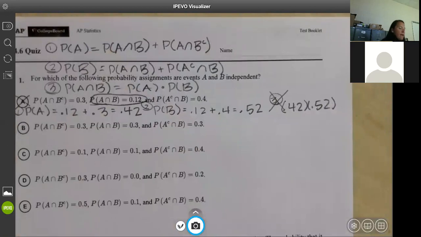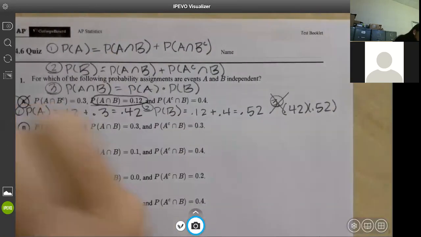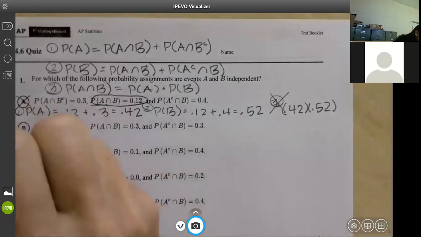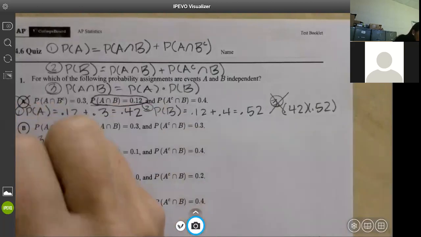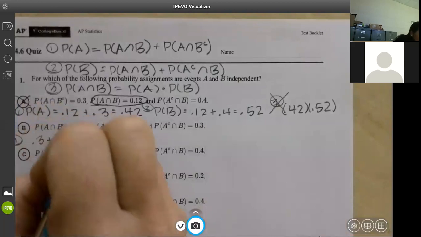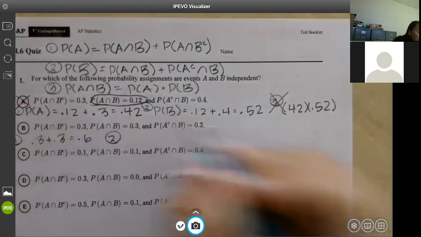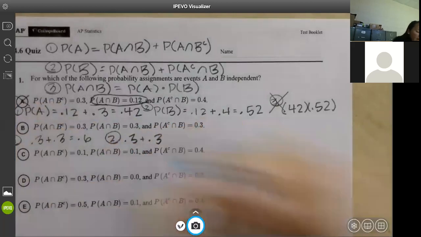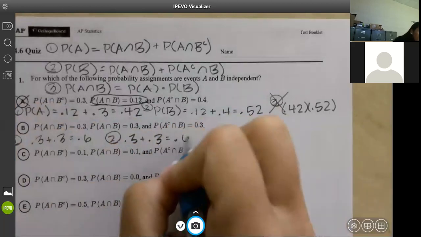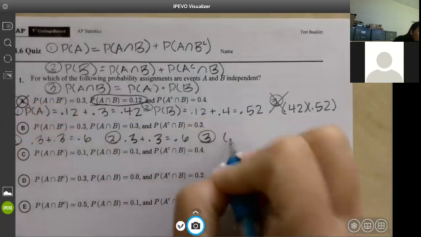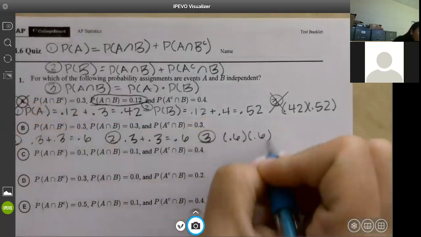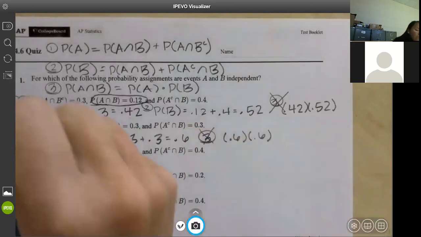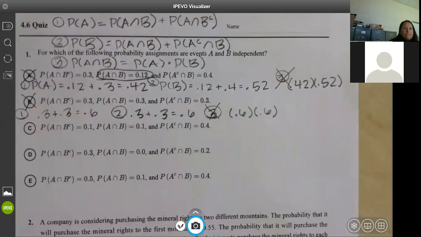You're going to do the same thing on the next ones. So the probability of A is A and B, which is 0.3, plus A and not B, which is 0.3, which gives you 0.6. Then find B. So A and B, not A and B, gives you 0.6. And then you want to multiply them together. This does not give you the 0.3. So this one is not going to be your answer either.